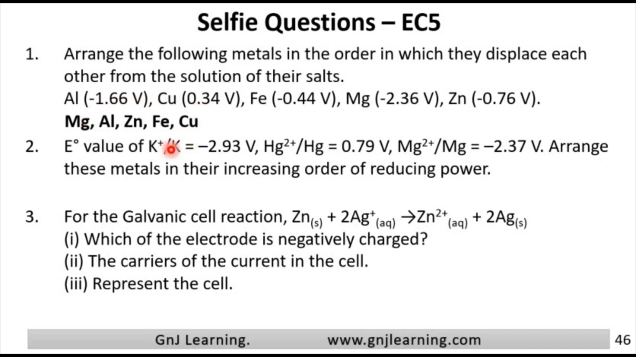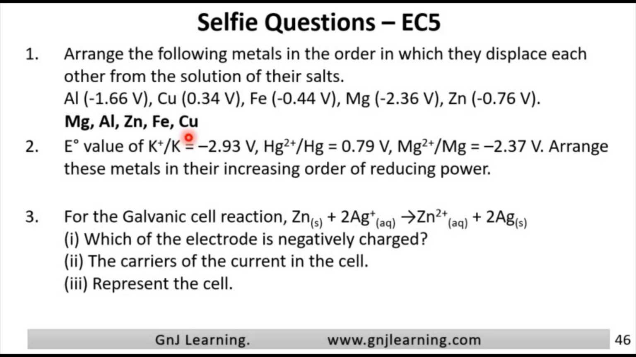Which is the next one? Aluminium, because aluminium has the next value, that is minus 1.66. It will displace other metals: zinc, iron and copper. Next is zinc. Zinc has the next lower value, that is minus 0.76 volt. It will displace iron and copper. And iron with a value of minus 0.44 will displace only copper, because copper is the only electrode having an E0 value higher than Fe.